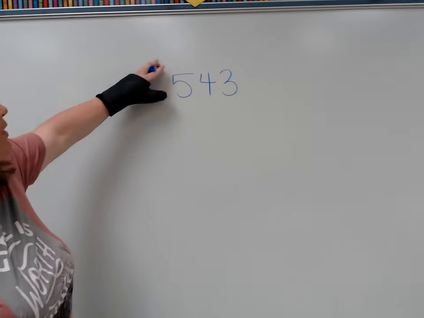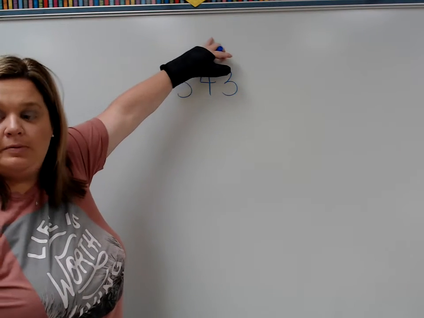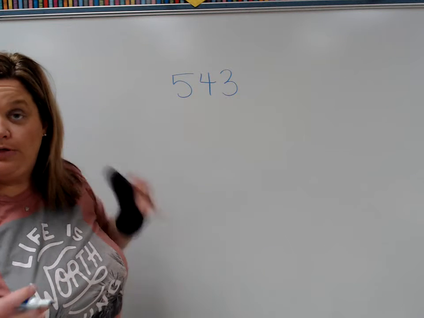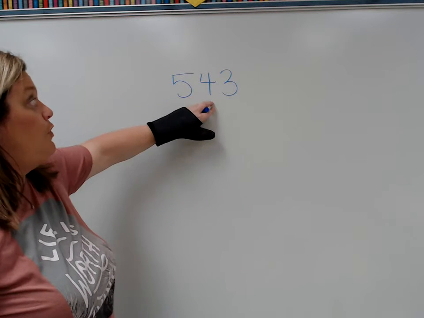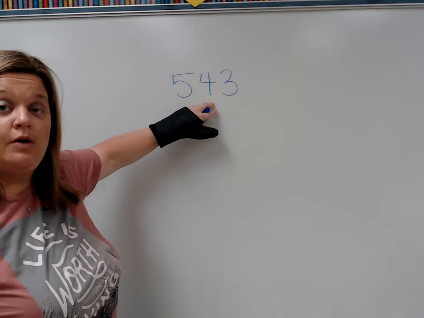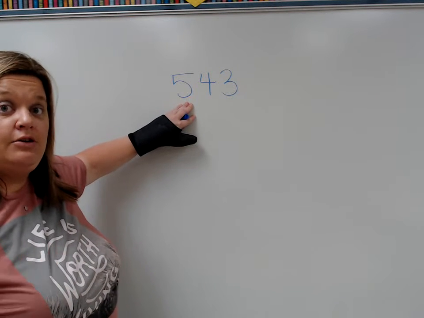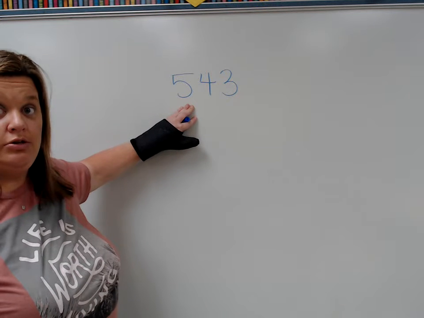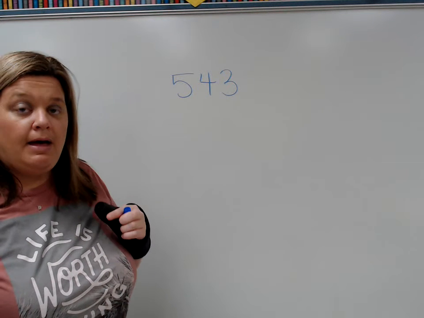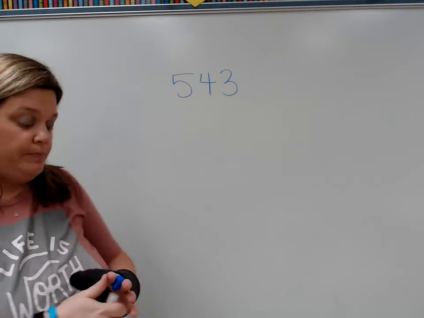we have our 3 in the ones place, so it's worth 3. The 4 is in the tens place, so it's worth 40. The 5 is in the hundreds place, so it's worth 500. We need to keep that in mind when we start to regroup.